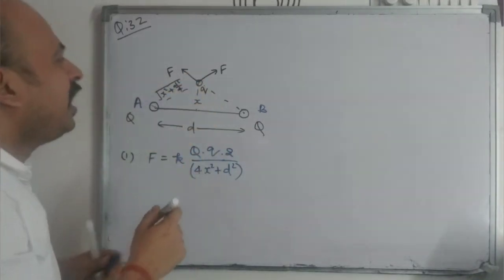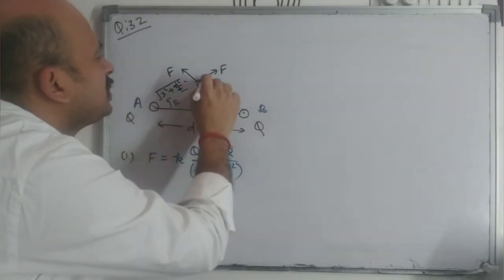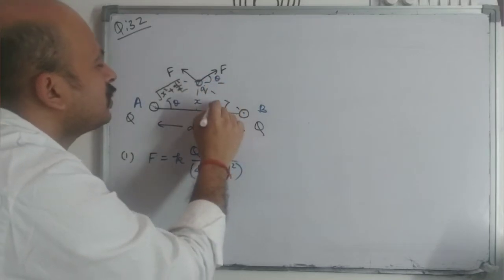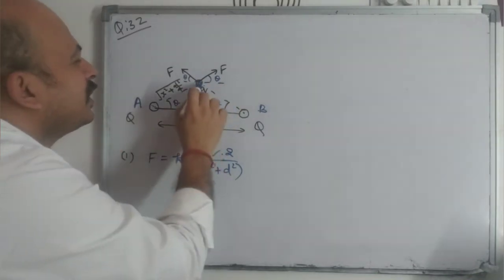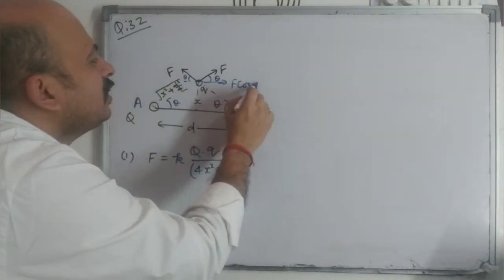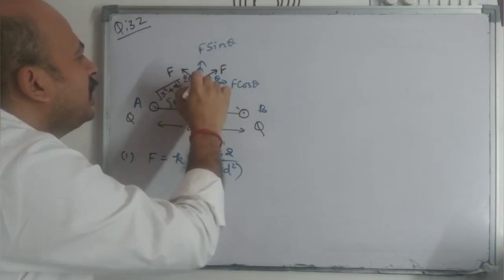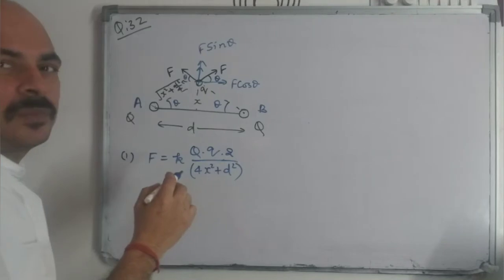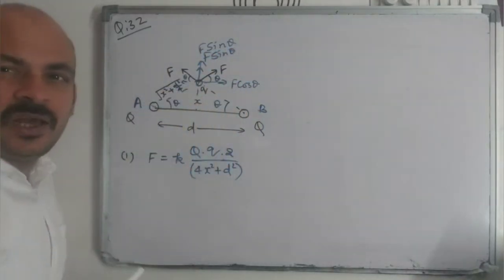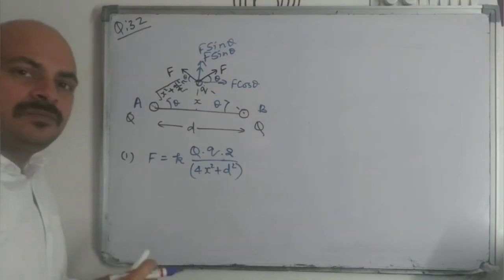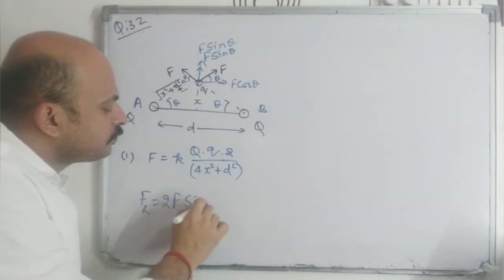Because that F will have two components, let that angle be theta. If this is theta, this will also be theta, and this will also be theta. Now these F will have two components, F cos theta and F sin theta. Similarly for this one, F sin theta and F cos theta. So F cos theta and F cos theta are equal and opposite, they will cancel. So the resultant force F will be equal to 2F sin theta.